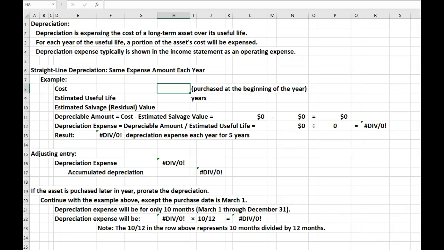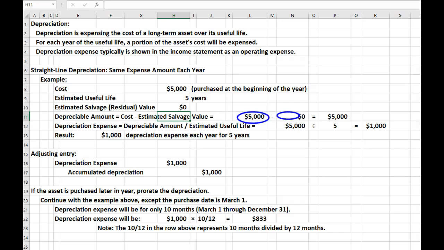Let's say we have an asset that costs $5,000 and it's going to last 5 years. For this first example, let's just say that there is no residual value. So let's say 0. Now what we have here is on the calculations the cost, $5,000. From it you take the salvage value. In our example it's 0. And so the amount we're going to depreciate over the useful life of this asset is $5,000 in total.